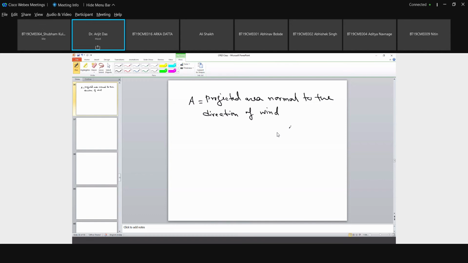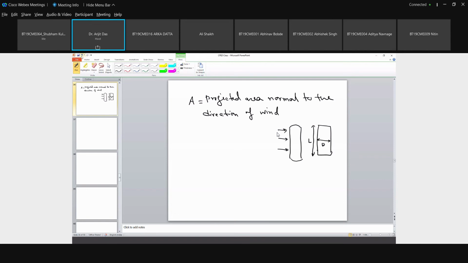So if this is a tall cylindrical vessel and wind is flowing from this direction, the projected area will be a rectangle, isn't it? This is D, the diameter, and this is L, the length or height of the vessel. So the projected area will be a rectangle, one side is D and another is L.